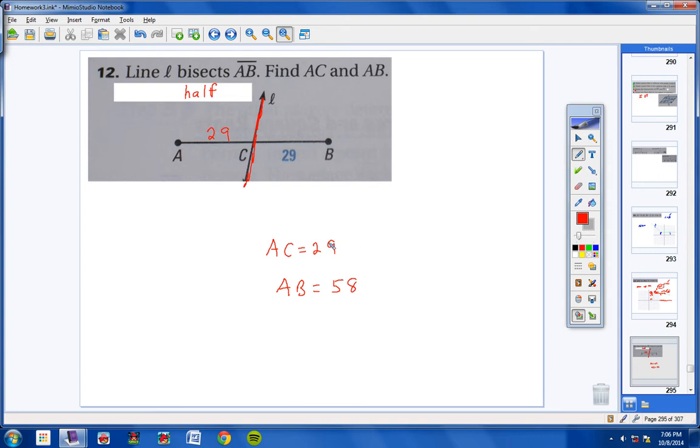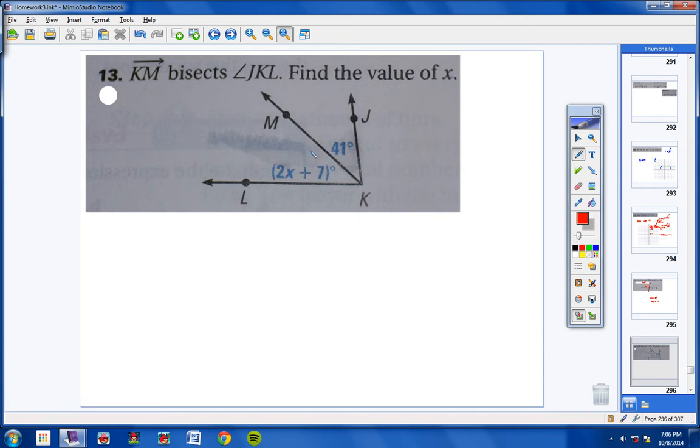The main thing they're reviewing here is when a line bisects a line, the line that's doing the bisecting cuts it in half, okay? All right, number 13, same thing with an angle bisector. KM is a bisector, so KM is cutting this big green angle in half. Okay, right there.